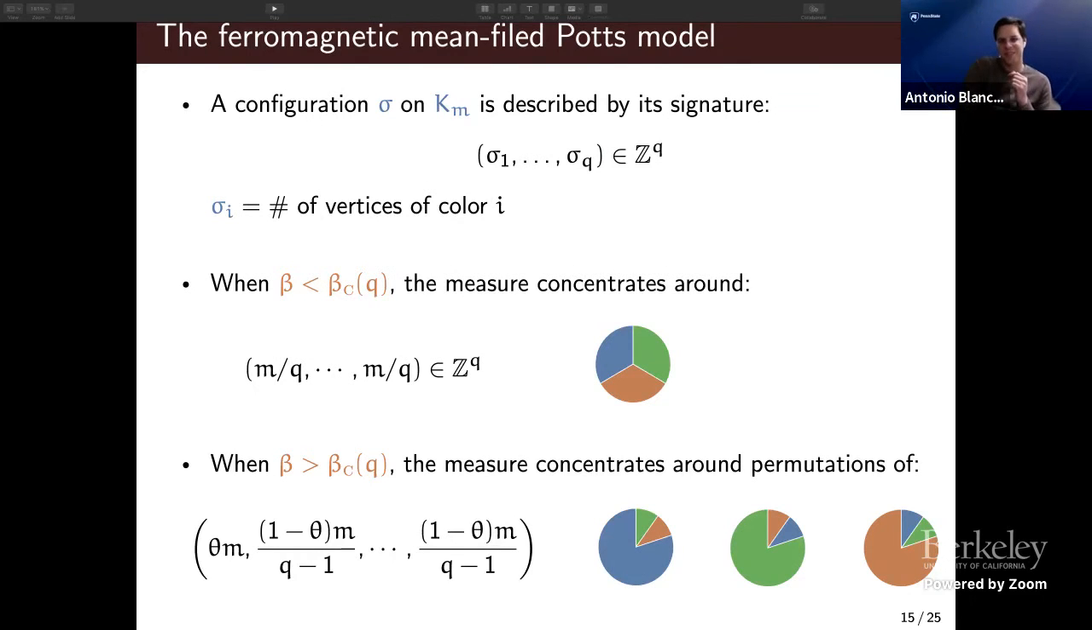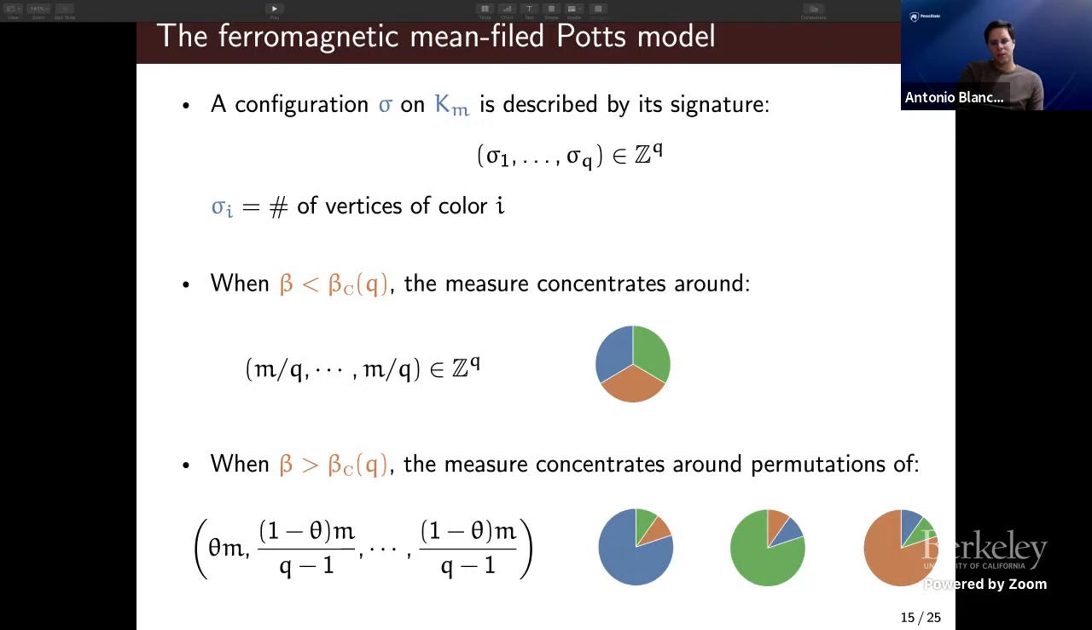Okay, so let me tell you a little bit about the ferromagnetic mean field Potts model. Here, the underlying geometry is going to be the complete graph, so there is essentially no geometry. Because of this lack of geometry, we can think of the configurations as just a vector in R^q. The first coordinate will tell you how many vertices are red, the second coordinate how many vertices are blue, and so on.